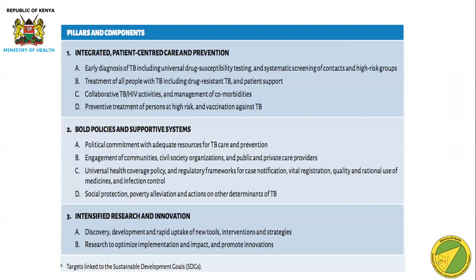Ball policies and supportive systems. In terms of that pillar 2, we have political commitment with adequate resources for TB care and prevention; engagement of communities, civil society organizations, and public and private care providers; and universal health coverage policy and regulatory framework for case notification, vital registration, quality and rational use of medicines and infection control, as well as social protection, poverty alleviation, and actions on other determinants of TB.